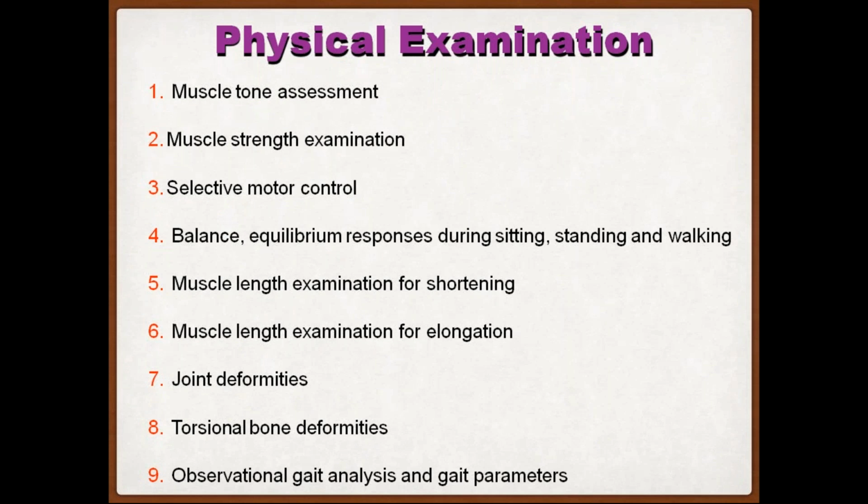Then muscle tone assessment. In the physical examination, we have to check the muscles. Based upon the involvement of the muscles, we can understand which area of the brain got involved. So we check muscle tone, muscle strength, selective motor control, balance, equilibrium responses, muscle length examination for shortening, joint deformities, torsional bone deformities, and then gait analysis.